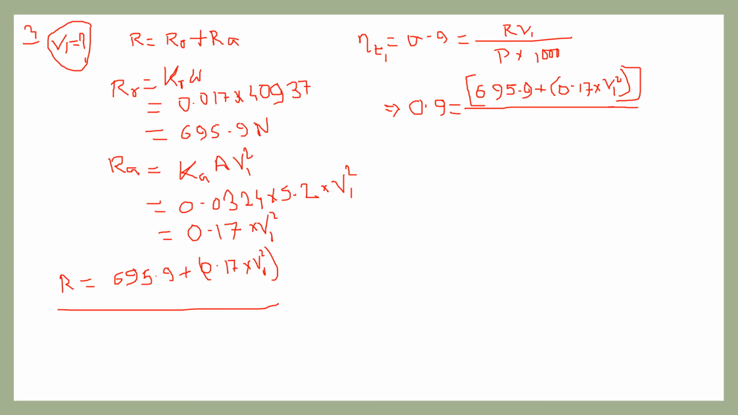divided by the value of P, which is already calculated, that is 77.12, into 1000. As velocity is put in this formula in meter per second, and we calculate V1 in kilometer per hour, we multiply V1 by 1000 divided by 3600.